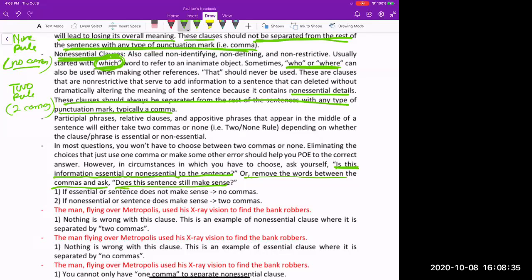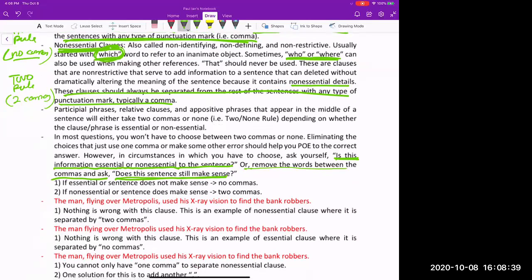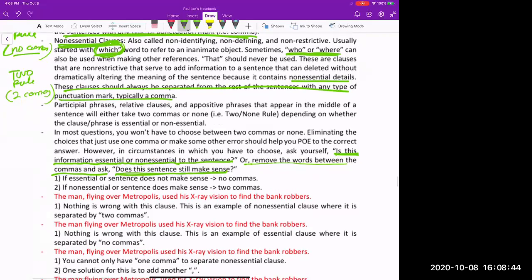The thing that we've been talking about. And if these are your answers, if it is essential, or the sentence does not make sense if you remove the words between the commas, if it doesn't make sense and it's essential, then you put no commas as your correction.